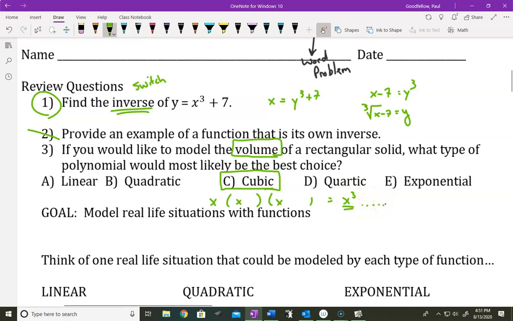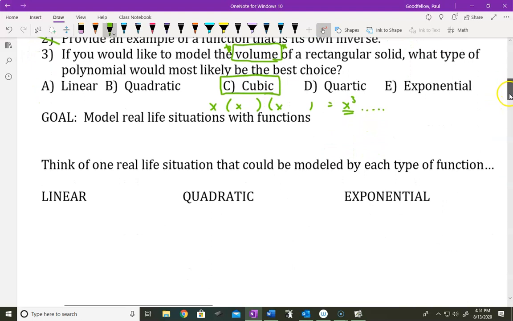Okay, and this really leads us into some of the real life situations or functions that we're going to see down below, that when you see things like volume and you see things like surface area, you're going to be really thinking of a function that's ultimately related to that.